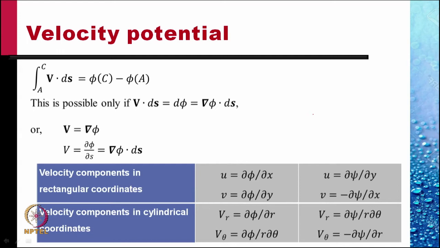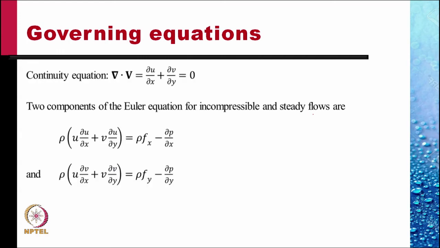Also given in this table are the velocity components u and v in terms of the gradient of the stream function psi that we did earlier. u is equal to del psi by del y and v is equal to minus del psi by del x. Similarly, we can write the velocity components in the cylindrical polar coordinates. We have done this for two-dimensional flows. These can be done for three-dimensional flows as well.